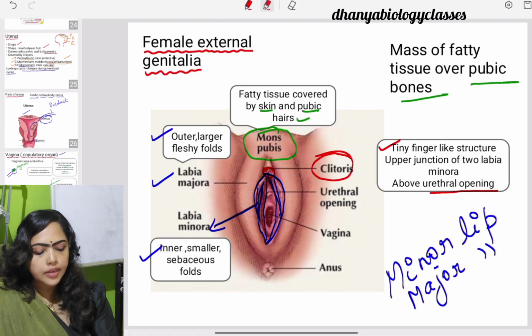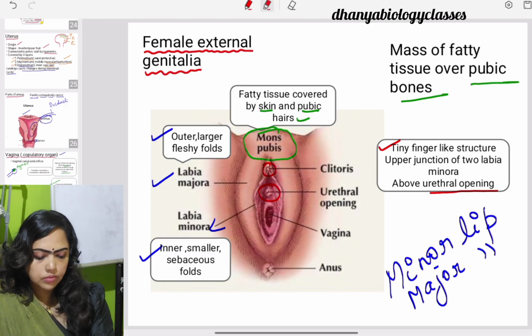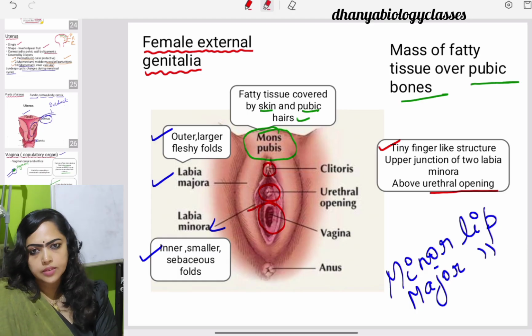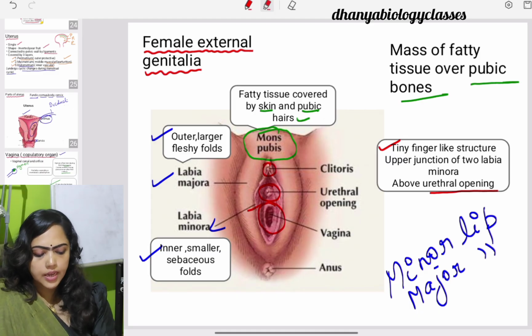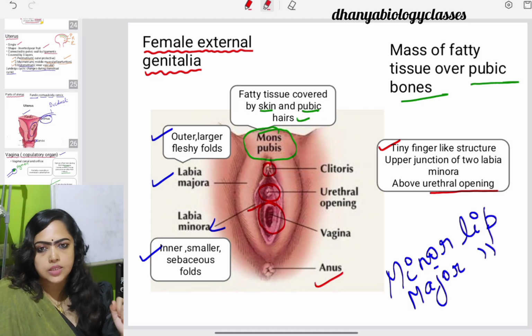Clear? And then this is the urethral opening. So this is the clitoris, and then this is the urethral opening, and then this is what? Vagina. Clear? And this is the anal opening. Okay. So this is about the female external genitalia.